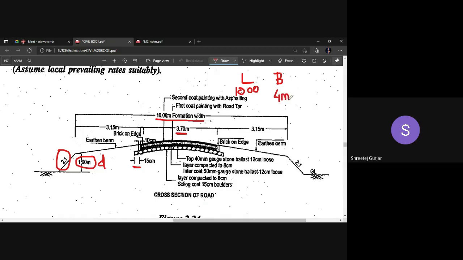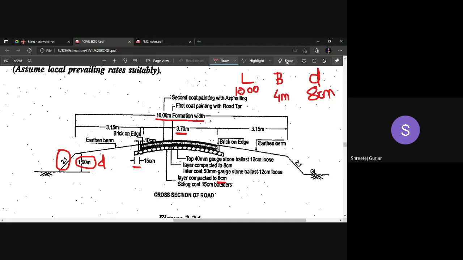Correct, 4 meters. What about the depth? For depth, we will look whether they have taken 8 centimeters, because this is after consolidation. So before consolidation, whether they have taken 8 centimeters directly or some extra quantity over here, we'll check. So this is regarding your bottom soling.